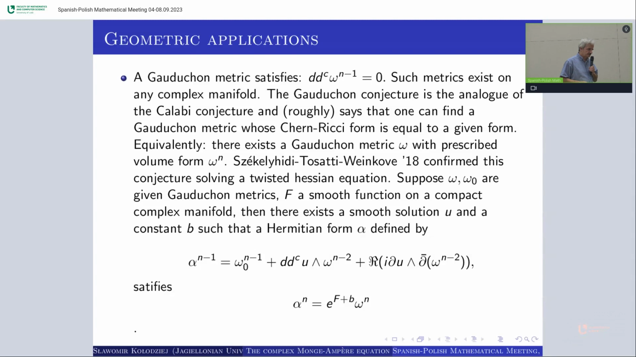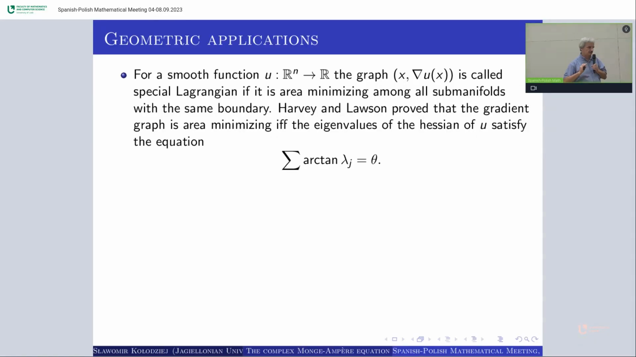And maybe the last application. Now we go back to real variables. This is rather classical: if you have a smooth function u on R^n, then you can consider the so-called gradient graph given by x and the gradient of u at the point x.